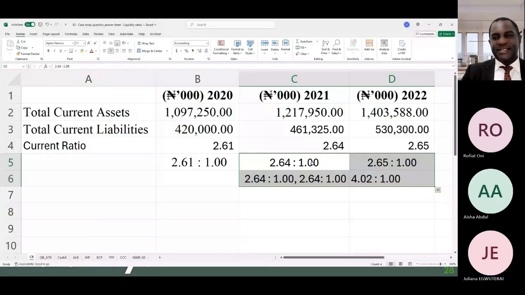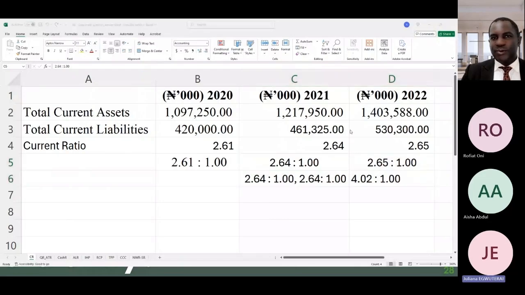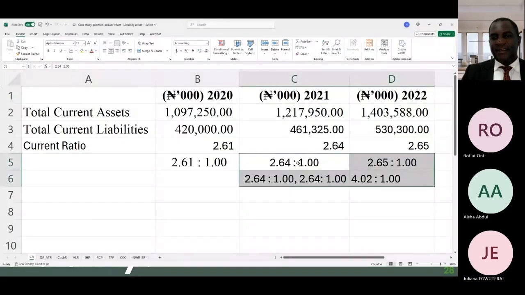Yeah, fantastic. So let's go back to your figures, because I had that of Rufi only. Aisha was settling in. So can we have your figure for 2022? 2022 was 2.65. 2021 was 2.64. Exactly. So you are correct. As you can see on my screen, that's the same thing I have. 2.64, 2.65. So we're on the same page.